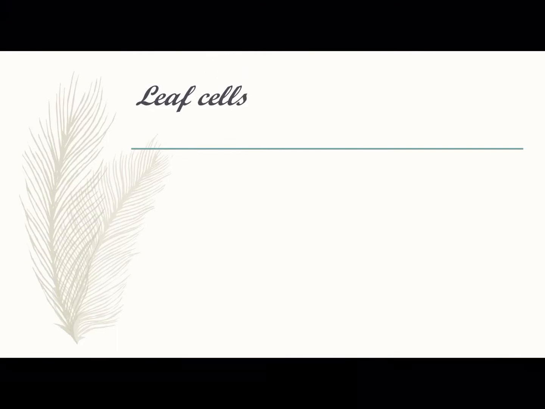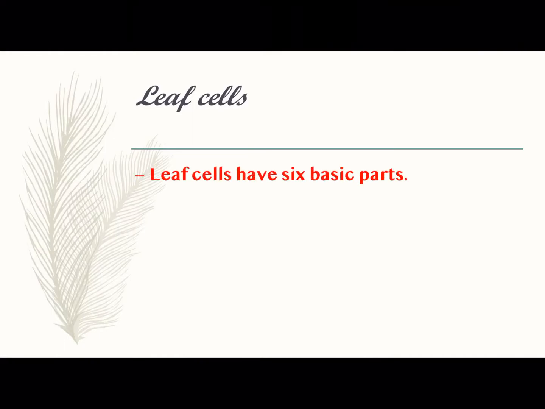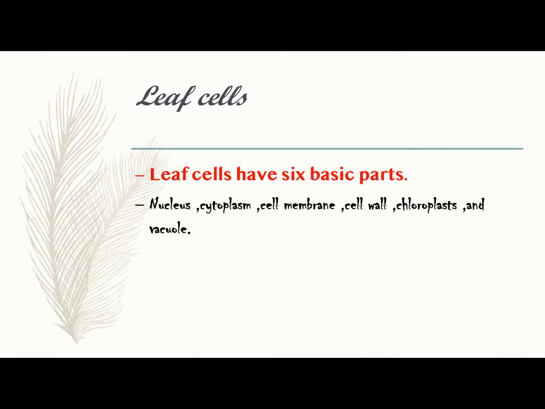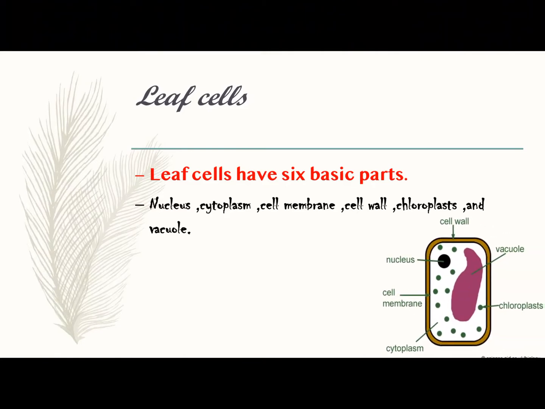Now let's talk about a different type of cells: leaf cells. Leaf cells have 6 basic parts: the nucleus, the cytoplasm, the cell membrane, the cell wall, chloroplast, and the vacuole. Here's a diagram of it.